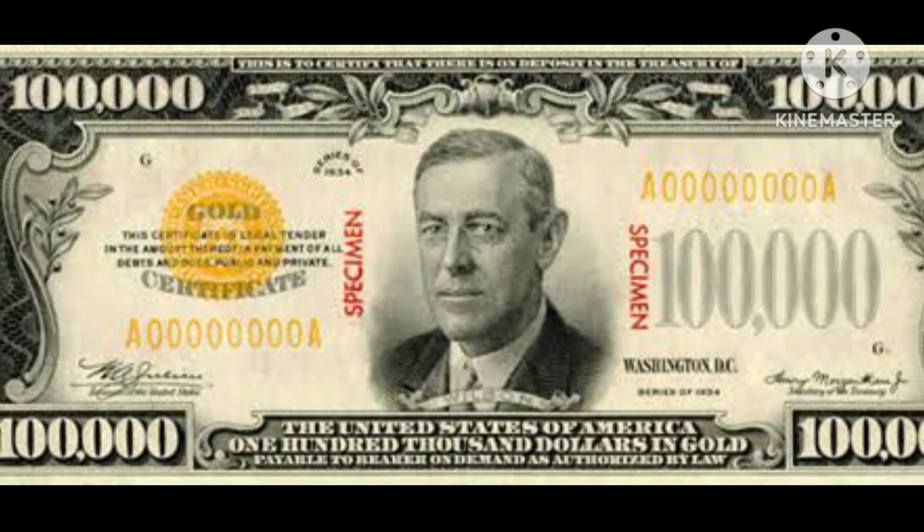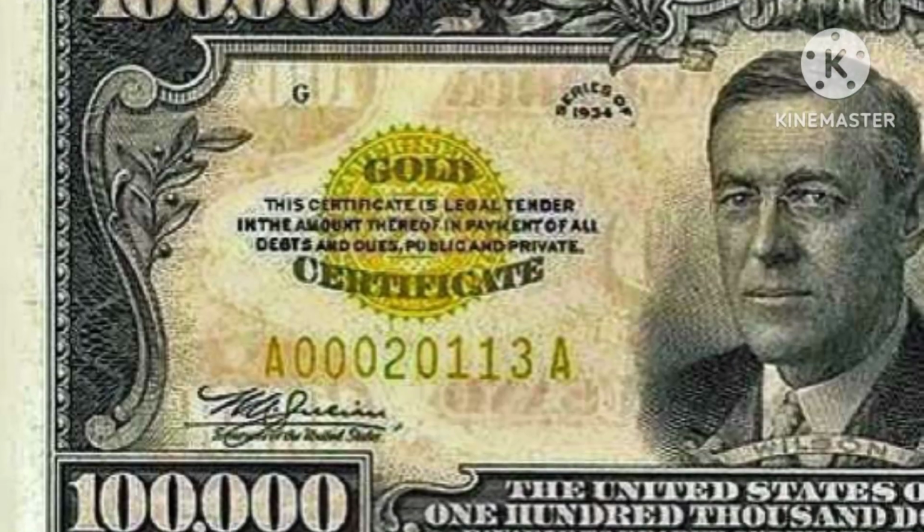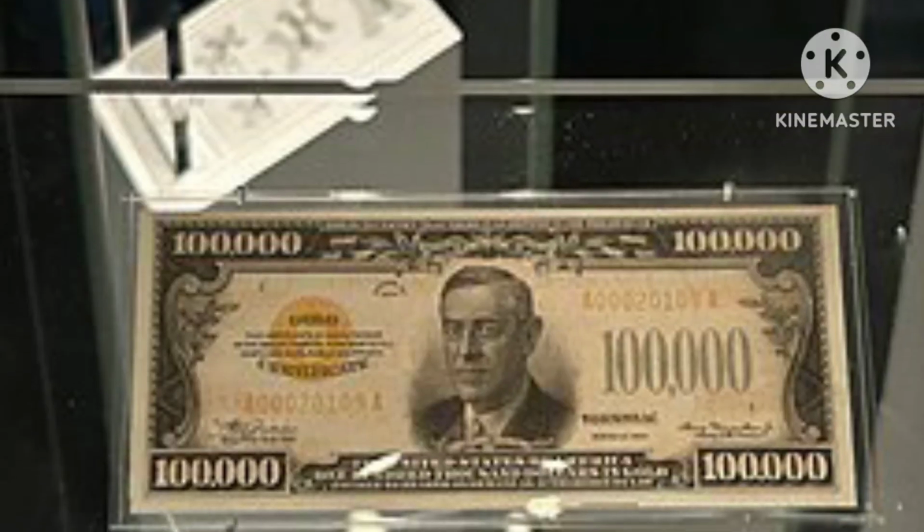$100,000 bill. Woodrow Wilson. This bill was never circulated publicly. It was used only for transactions between Federal Reserve banks.